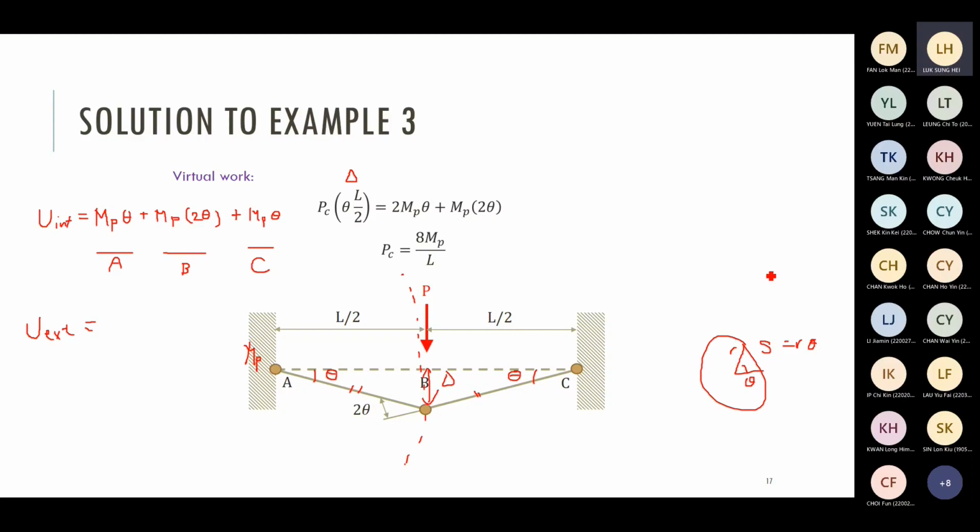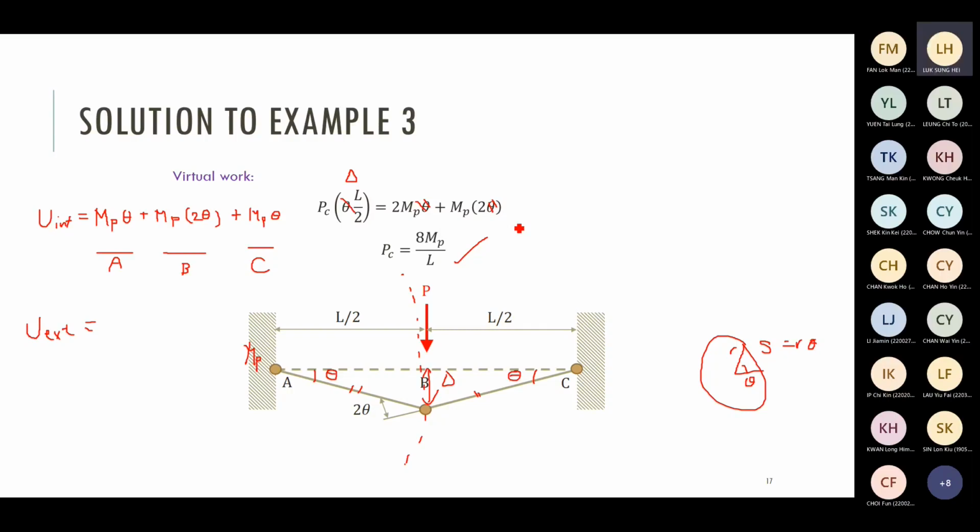So you have the energy equations. Once you have the energy equations, you can see that you have theta on both sides. Eliminate theta on both sides of the equation and put PC on one side of the equations. Then you have this answer, PC equal to 8 MP over L. This is upper bound theorem, pretty easy if you understand the steps.